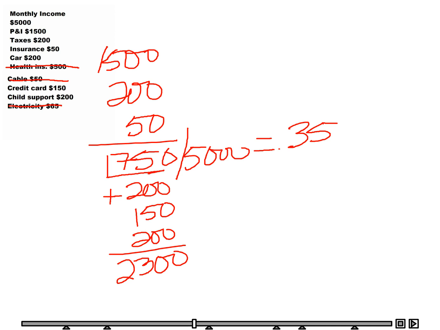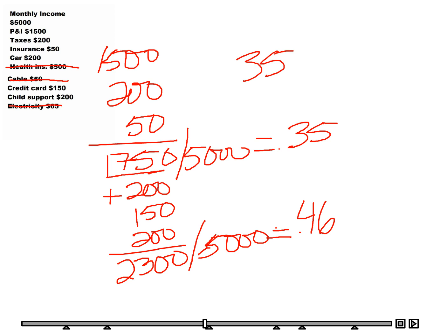To figure out back-end debt ratio, we're going to divide that number by $5,000, which is our total monthly income. And when you divide the $2,300 by the $5,000, that gives you on your calculator 0.46, which means your back-end debt ratio is 46%. So the borrower's debt ratios on this loan are going to be 35 over 46. And just remember, the back-end debt ratio includes all the borrower's payments for which they are obligated, including the housing payment.